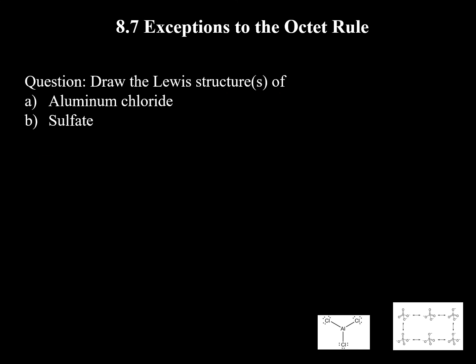So let's pause and try one on our own. The aluminum chloride, AlCl3. So the total valence electrons is 21 from the chlorines, and 3 from the aluminum, to give us a total of 24 valence electrons. The aluminum goes in the middle. It needs 5 more to make 8, versus the chlorine only needs 1 more to make 8, and we want to use up our 24.